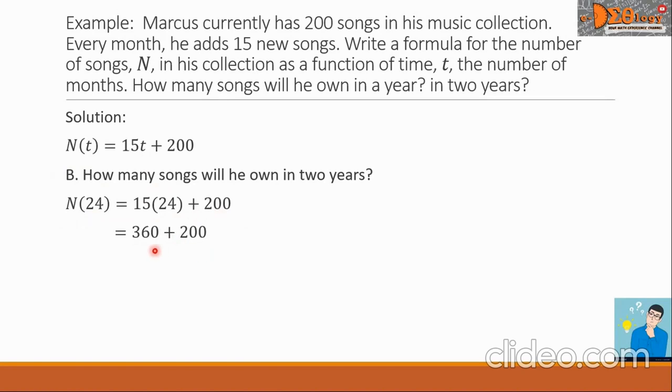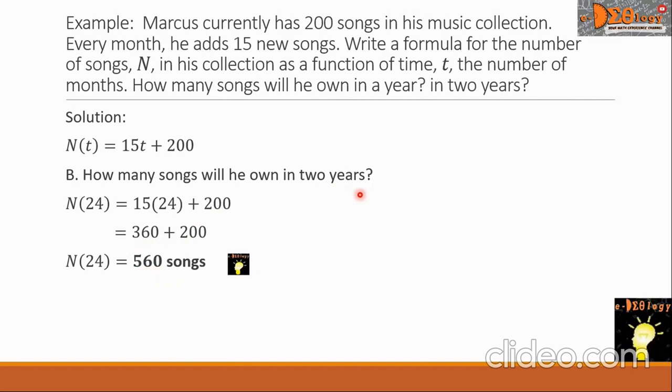Simplifying further, we will take the sum. 360 plus 200 equals 560. Thus, Marcus has 560 songs in 2 years. This is our final answer.